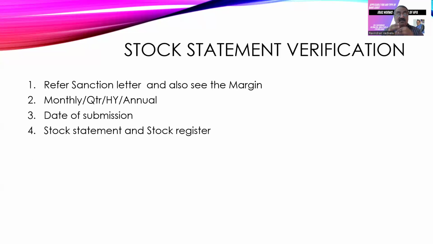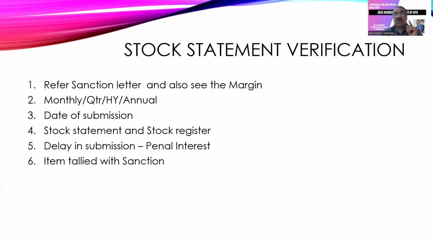Whenever the branch receives the stock statement, it has to affix a seal on it, which clearly indicates the date of receipt. All the stock statements should be properly recorded in the stock register, and based on that, the drawing power is arrived at. If the borrower has submitted the stock statement belatedly, then penal interest has to be charged. And the stock statement should contain only the items that are sanctioned in the sanction letter.